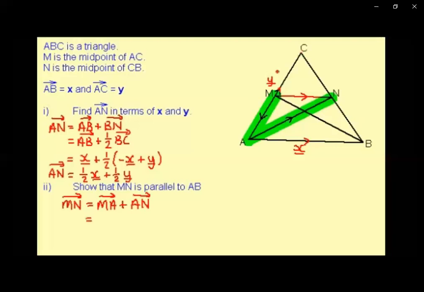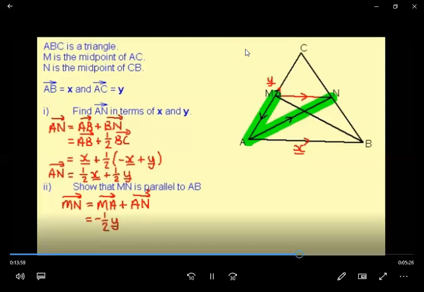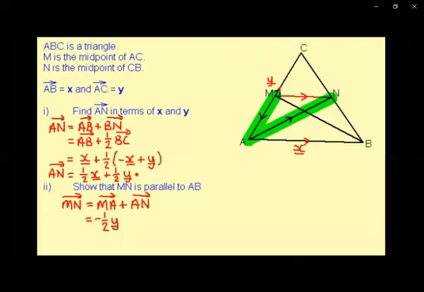I know that vector AC is vector y, and I also know that M is the midpoint of AC. So vector AM is a half of vector y. I'm going to use vector AN from here. That's a half of vector x plus a half of vector y. I can now simplify this. Minus a half of vector y plus a half of vector y is 0, so I'm just left with a half of vector x. So vector MN is a half of vector x.